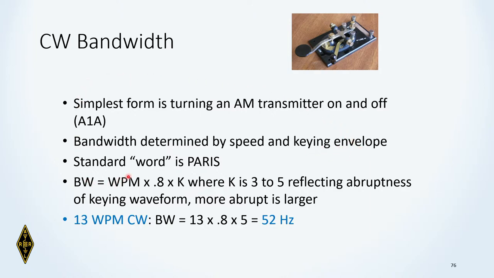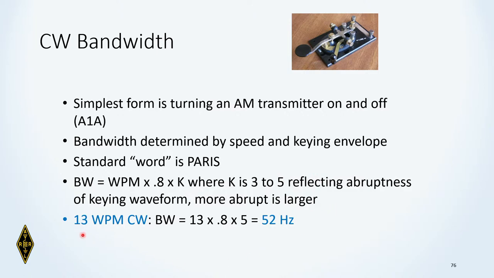Now there's a standard word, Paris, P-A-R-I-S, and I'll have a slide that demonstrates why that's considered a standard word. And the bandwidth, and here's another one of those crazy formulas, the words per minute times 0.8 times K, where K is 3 to 5, reflecting the abruptness of the keying waveform, more abrupt is larger. Okay, well, I don't really want to remember that. I don't know if you do or not, but I don't.